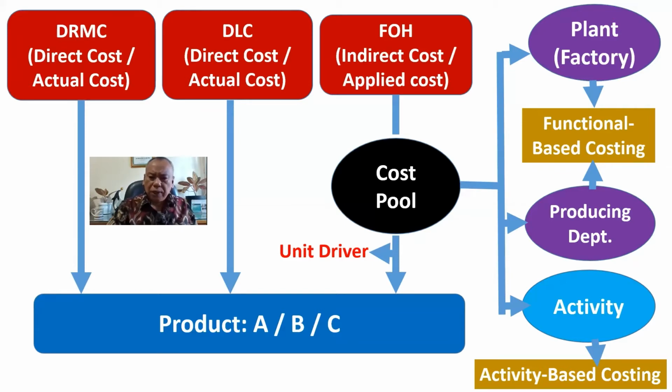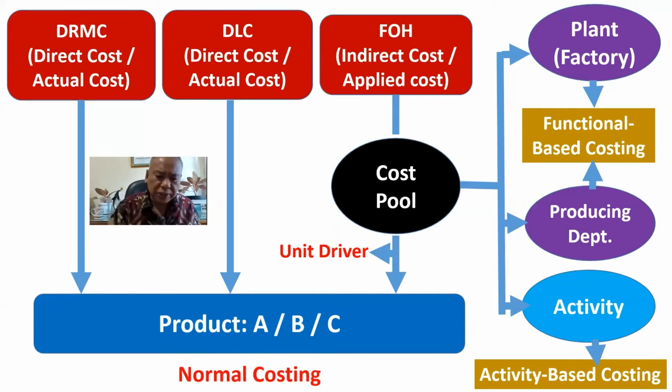Now, our focus in this case is factory overhead costs. Because the main problem in calculating the product cost is how to assign indirect costs. For direct costs, we can easily and accurately assign them to each kind of product. So our focus now is only on factory overhead costs.